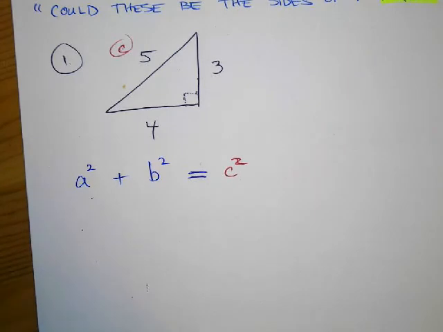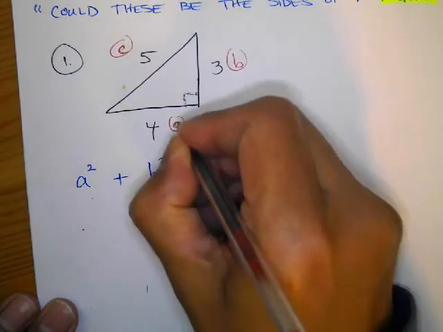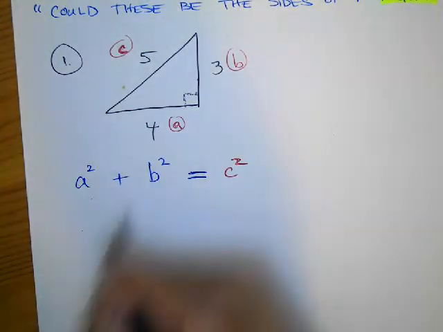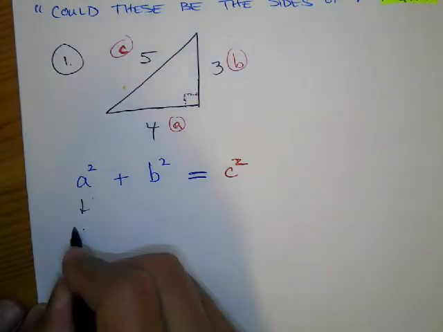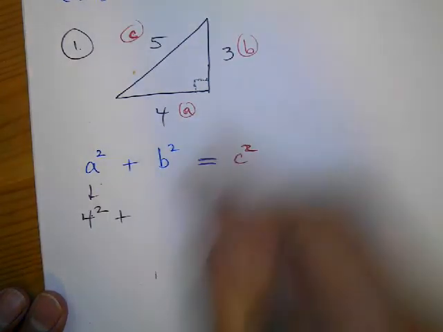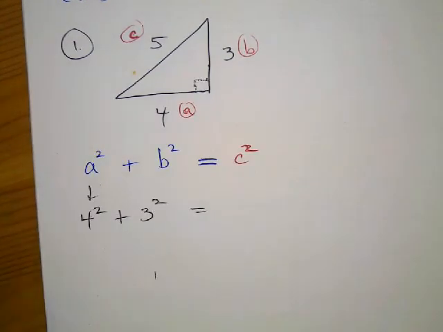Okay, so all you got to do is what? You know what? I'll label them anyway. I'll just call this one A and I'll call this one B. But for sure, this one's C. Okay, so what do I got to do here? I got to do A squared. That's 4 squared plus, right? A is 4. And B is what? Plus.